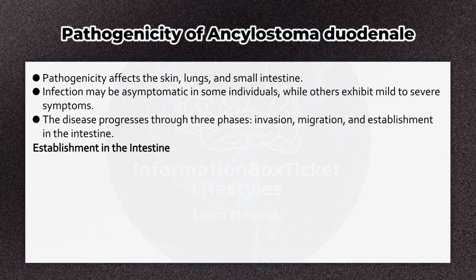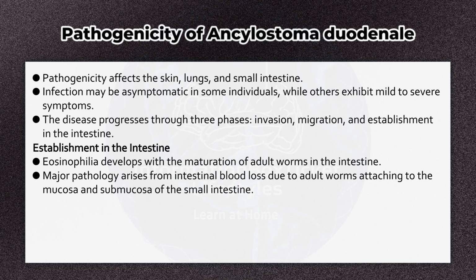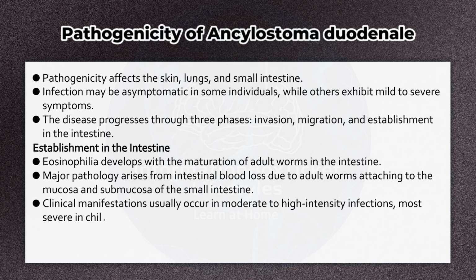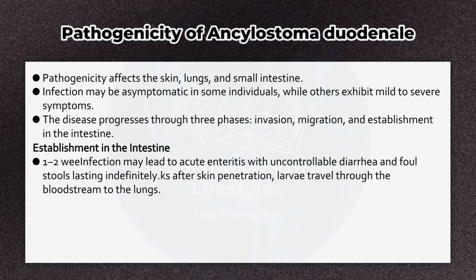Establishment in the intestine. Eosinophilia develops with the maturation of adult worms in the intestine. Major pathology arises from intestinal blood loss due to adult worms attaching to the mucosa and submucosa of the small intestine. Clinical manifestations usually occur in moderate to high-intensity infections, most severe in children, but low-intensity infections may cause dyspepsia, nausea, and epigastric discomfort. Infection may lead to acute enteritis with uncontrollable diarrhea and foul stools lasting indefinitely.